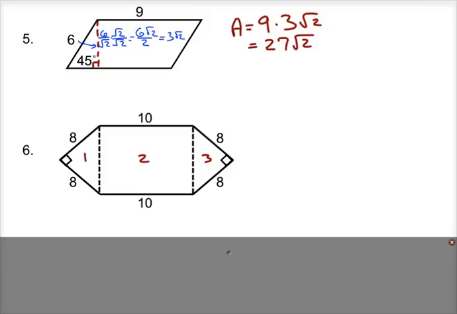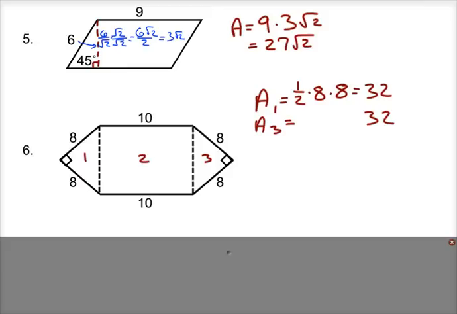I know the base is 8 and the height is 8 because they're forming the 90-degree angles. So right off the bat, I'm just going to say the area of shape 1, which is a triangle, is 1/2 the base of 8 times the height of 8, which gives me 32. The area of shape 3 is the same exact triangle, so I'm going to get the same exact area of 32. But now I need to find the area of shape 2, that middle rectangle.